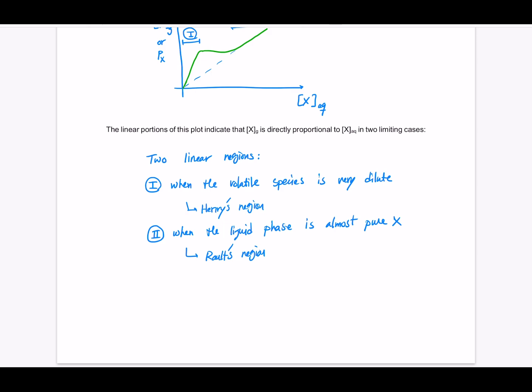In thermodynamics, we deal with both regions, and both are very important. And they represent specific kinds of systems. But in the context of environmental systems, which region is the important one? Are we dealing with volatile species at low concentration, or are we dealing with volatile species at a very high concentration?